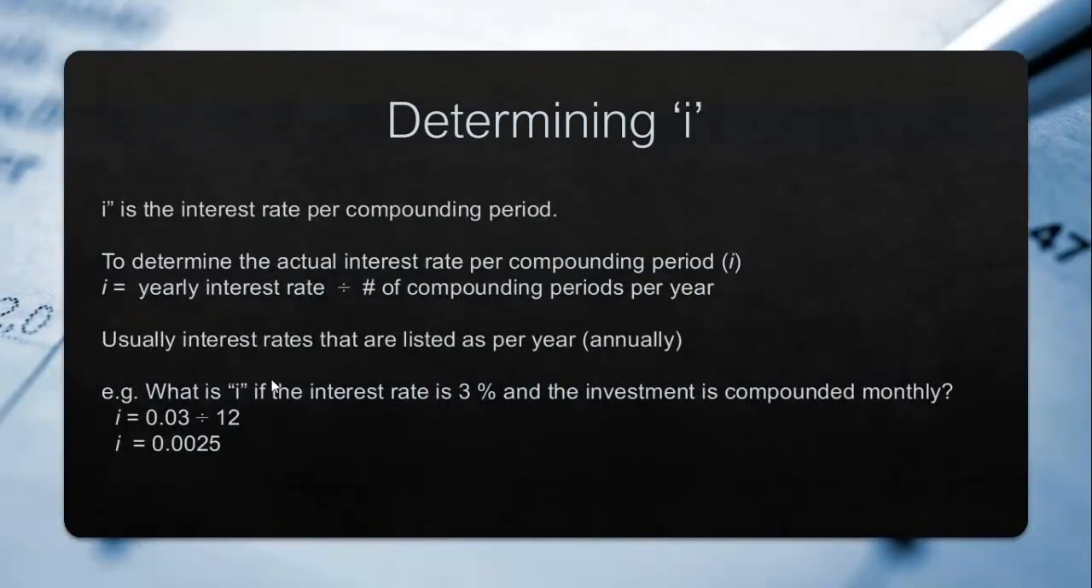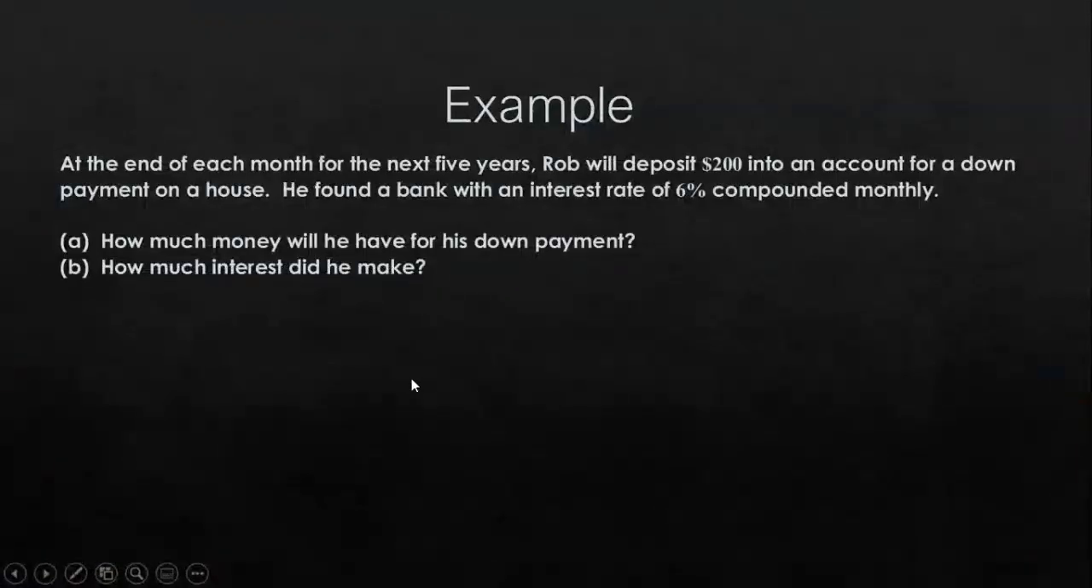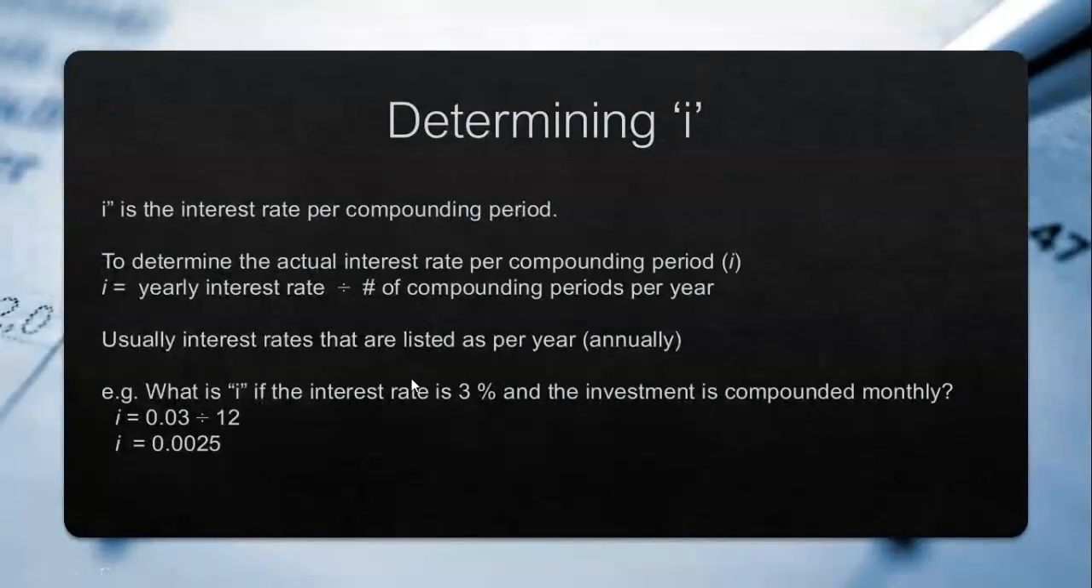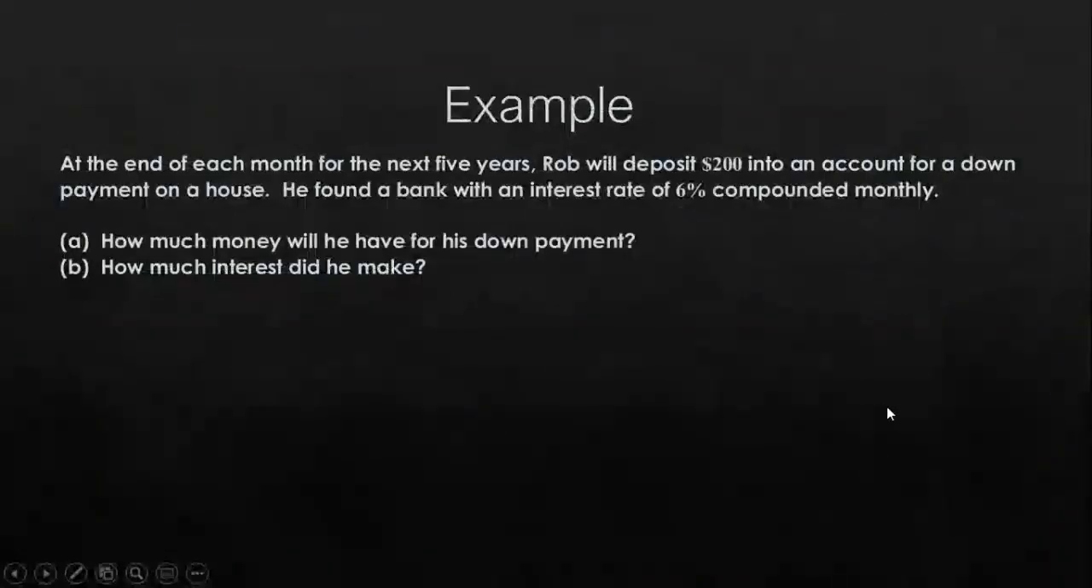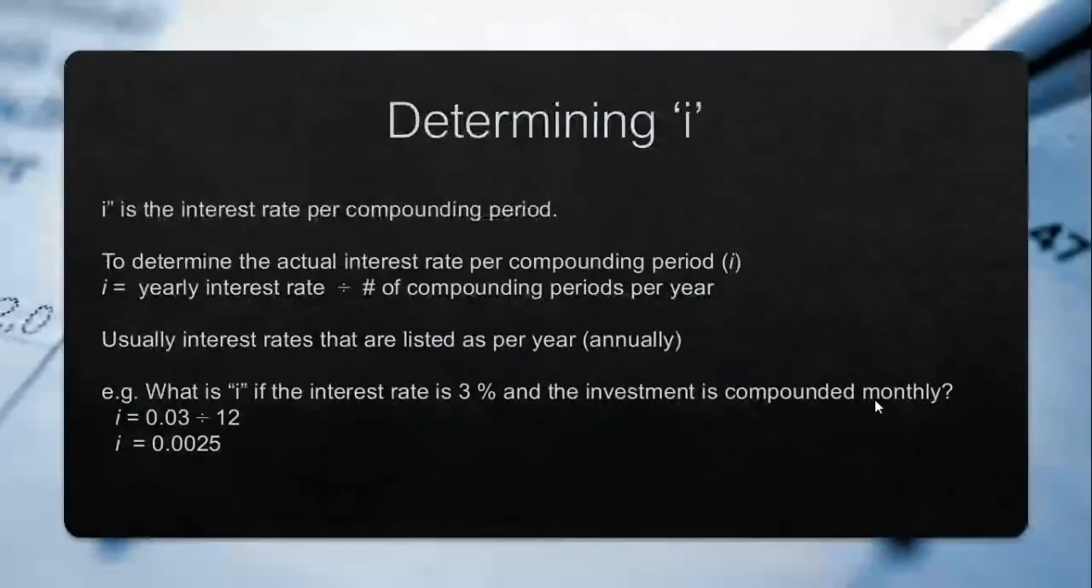I is the interest rate per compounding period. We take our yearly interest rate and divide it by the number of compounding periods. For example, what is I if the interest rate is 3% and the investment is compounded monthly? I have an interest rate of 0.03, compounded monthly. Just like compound interest, I'm still going to divide my 0.03 by 12 because I've been told it's monthly payments.